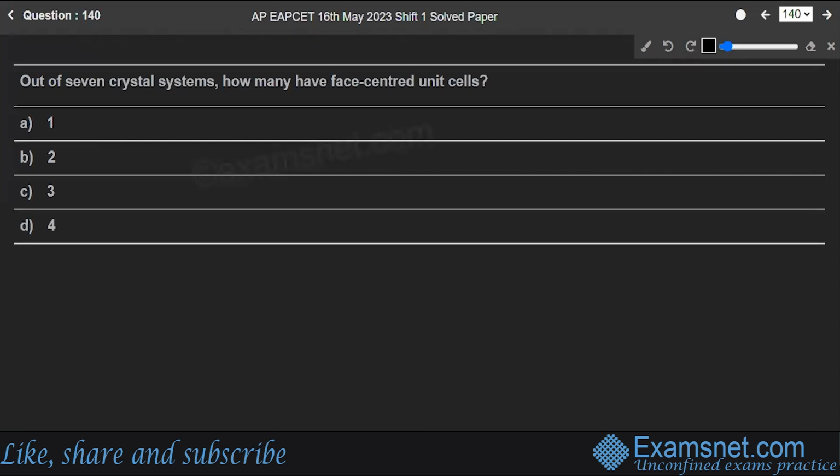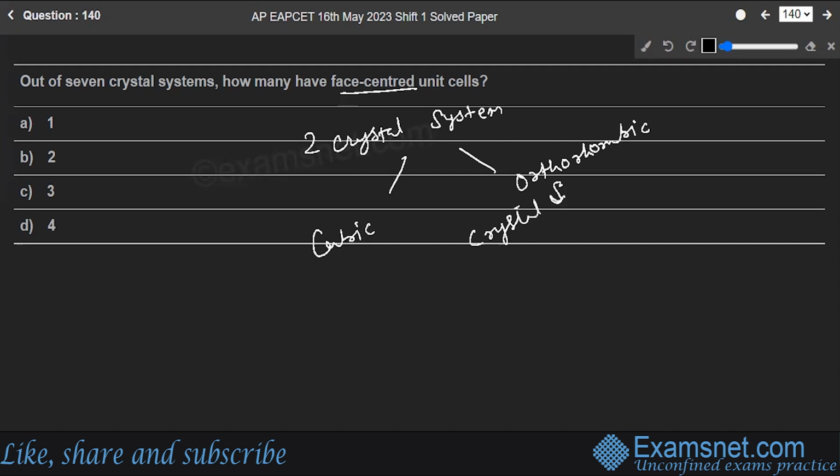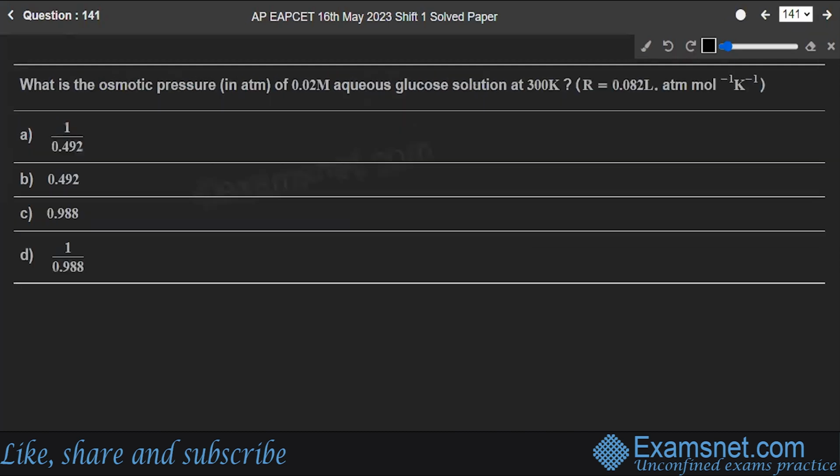Question number 140. Out of 7 crystal systems, how many have face-centered unit cells? Okay, out of 7 crystal systems, the face-centered unit cells are present only in 2 crystal systems. And those are the cubic and orthorhombic crystal systems. So the correct answer to the question is option B. Hope you understood this. Next is question number 141.